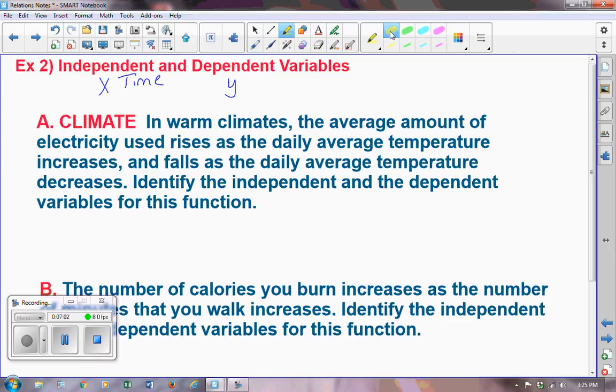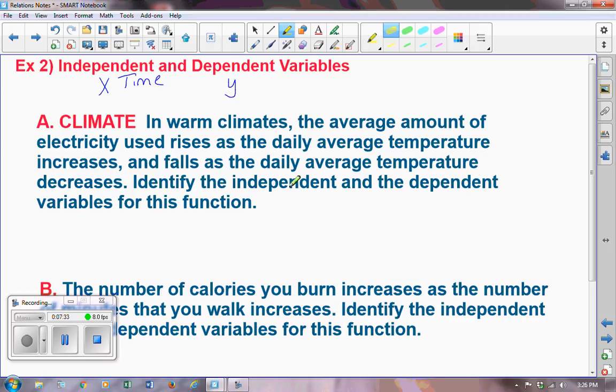So what I like to do is I go through and I highlight the things that I see. It says in warm climates, the average amount of electricity used rises. So the electricity is changing as the daily average temperature increases. So that's my clue right there. It says this is rising as the daily average temperature changes, and then it changes when the daily average temperature decreases.